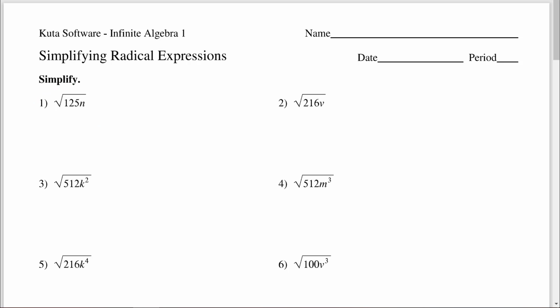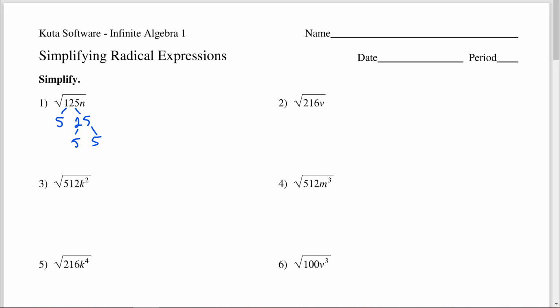Now there are a lot of ways to do this, and some you might just be able to do in your head. But I'm going to show you the way that works for any of them, and that's factoring. So essentially, I'm just going to start dividing. 125. Well, it ends in a 5, so I know I can divide it by 5. And 125 divided by 5 is 25. And 25 I can break down into 5 times 5. And there's just one n, so I can't do anything with it.